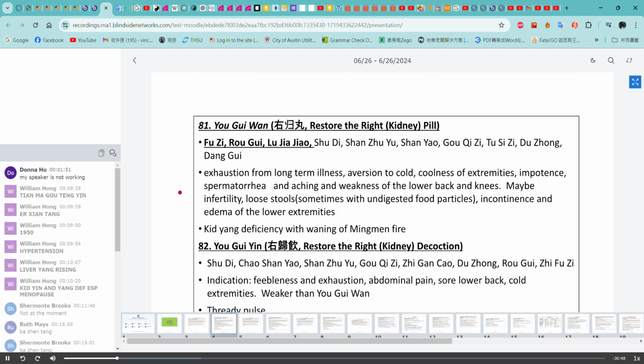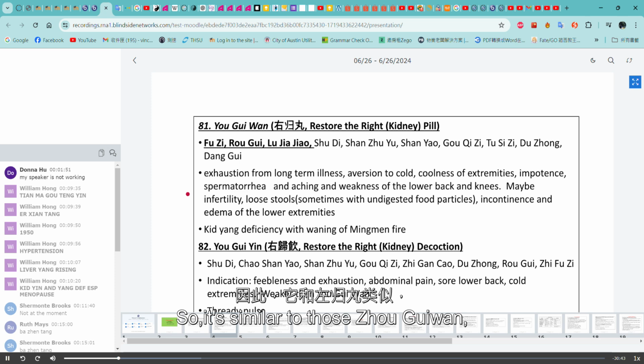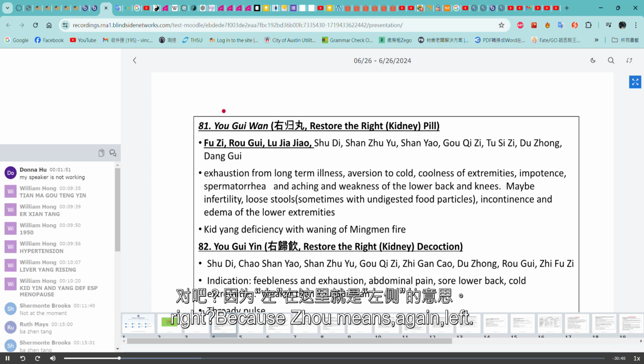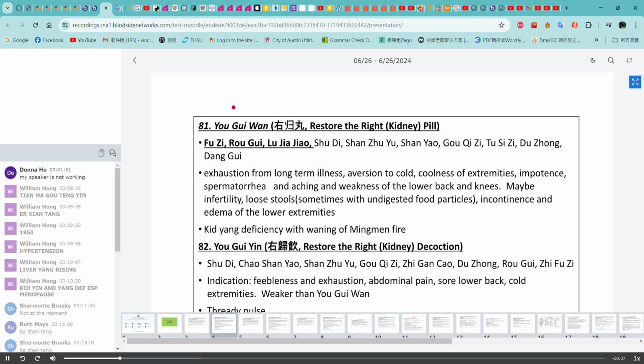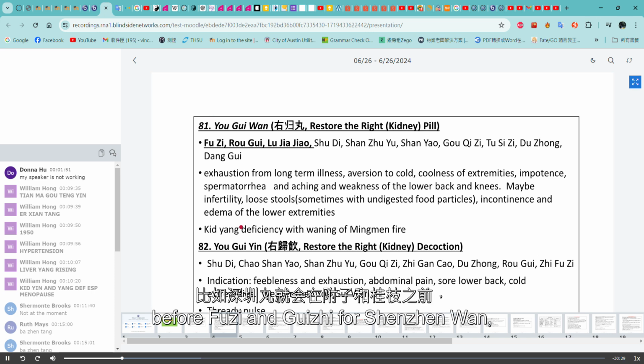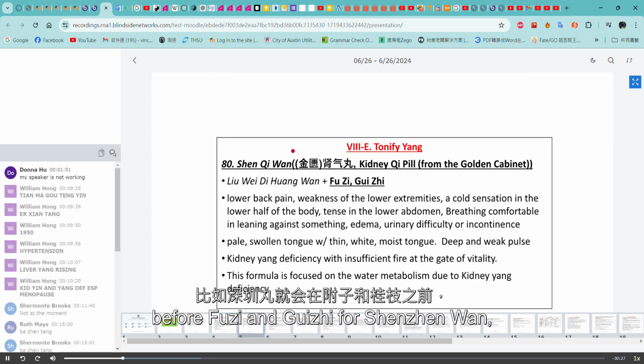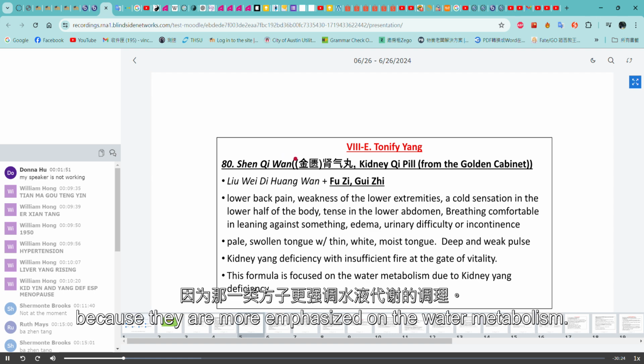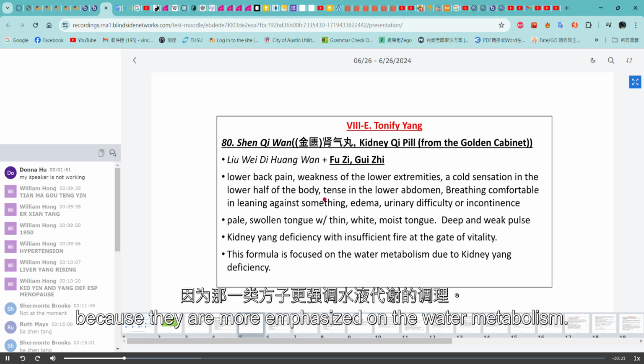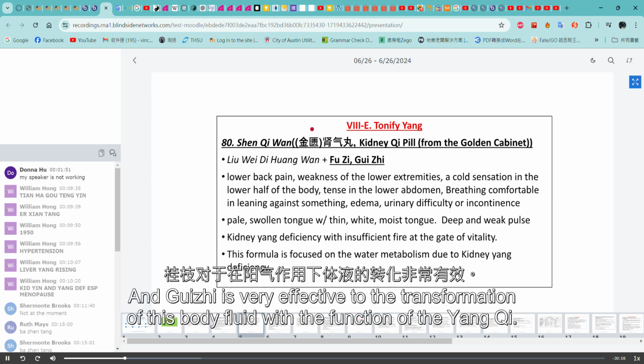So it's similar to Zuo Gui Wan, right? Because Zuo means left, and this is right, You, which means yang. So the Fuzi and Rougui here are like Fuzi and Guizhi in Shen Qi Wan, because that formula emphasizes water metabolism, and Guizhi is a very effective herb for the transformation of body fluid with the function of yang qi.